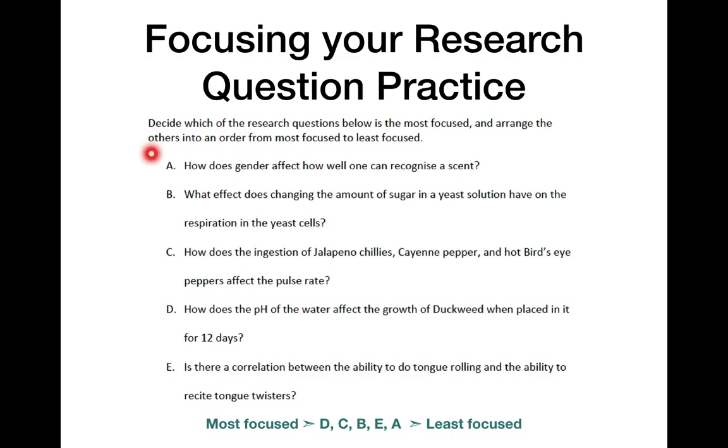And then A, this is the least focused one. How does gender affect how well one can recognize scent? It's very unfocused, and not a particularly accurate and testable question because it's really hard to make sure there are no other factors affecting this except gender, and how you're using your particular idea of what a scent smells like to cause someone to identify it. So it's a tricky one to choose to do.